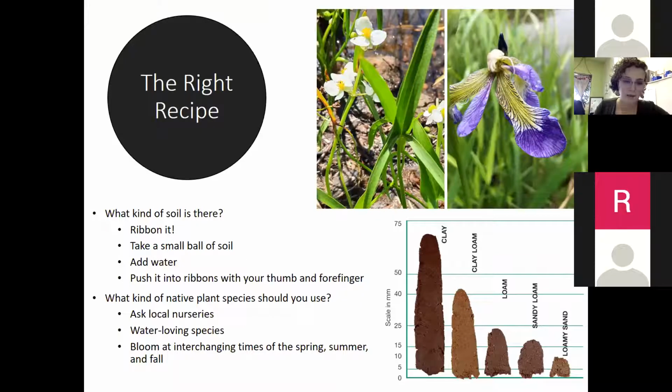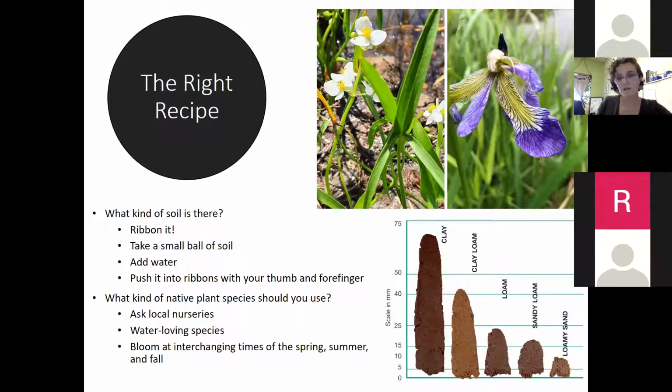But I like to think of what kind of soil is at the site. You can test this yourself. I don't know if anybody can see me at the moment, maybe not. But anyway, you can do a ribbon test. You can find instructions for this anywhere on the web. There are a lot of different universities that have different resources as well. So you can ribbon soil to see what kind of soil it is, if it's clay, silt, loam, or sand, and what the different composition is.